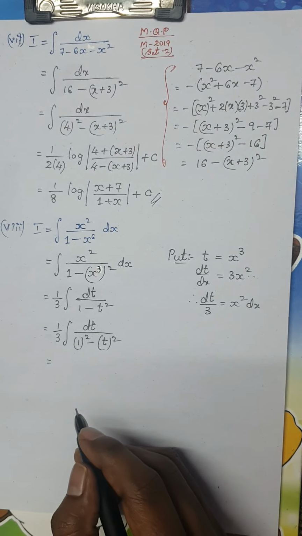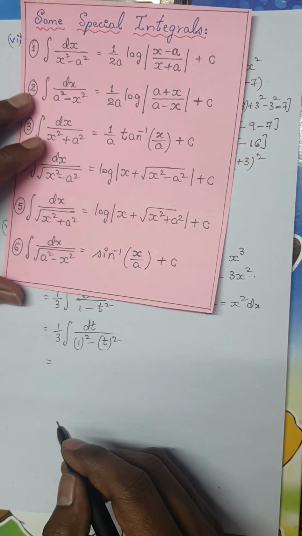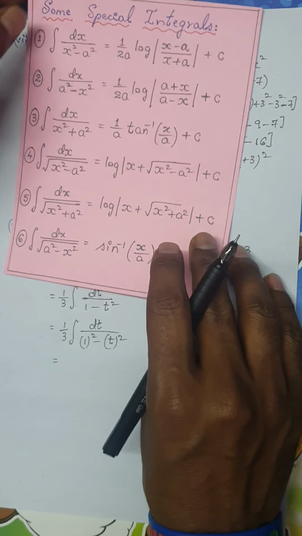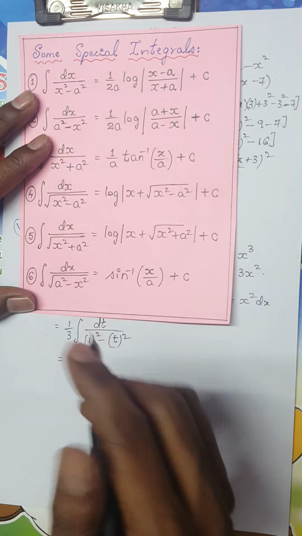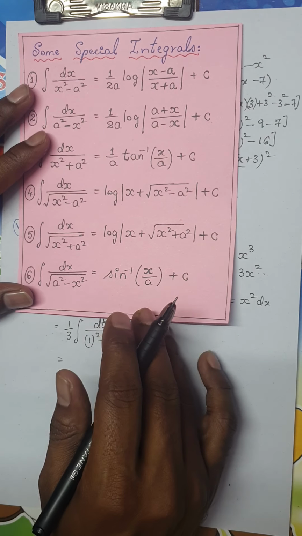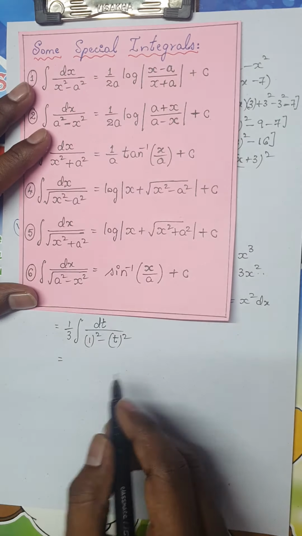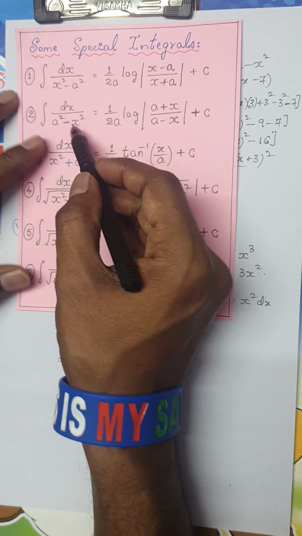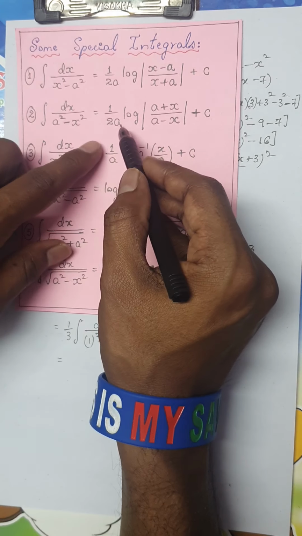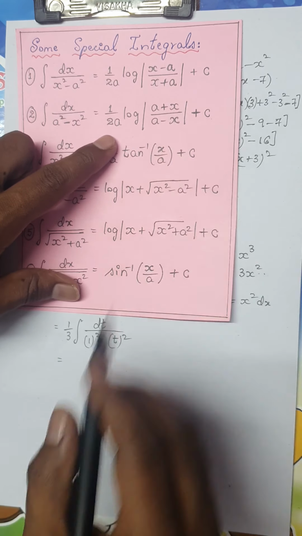This is of my regular form, which I just proved now. Integral of x square minus a square. What is integral of x square minus a square? It is 1 divided by 2a into log of x minus a by x plus a. Remember, this is the second integral, a square minus x square form. So 1 divided by 2a into log of a plus x by a minus x.